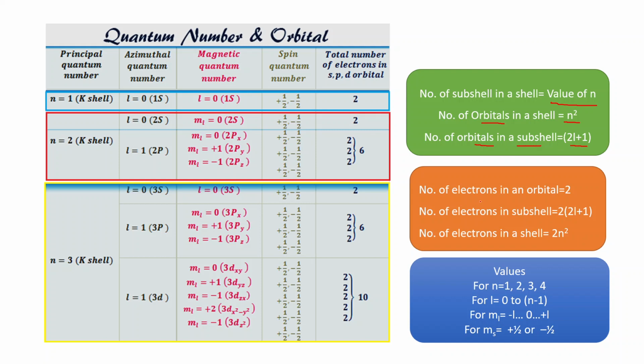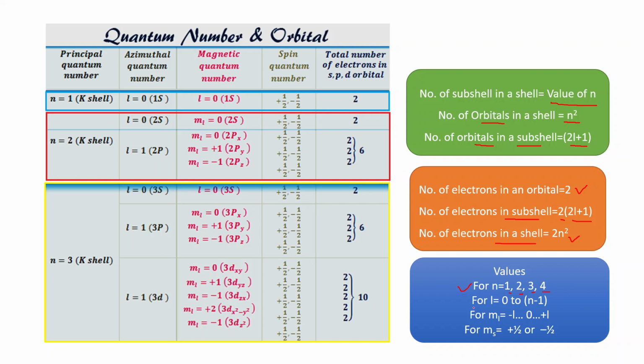Okay. The number of electrons in an orbital is 2. The number of orbitals in a subshell is given by 2l plus 1. The number of electrons in a shell is given by 2n square. Now just see the values. For the principal quantum number, this is 1, 2, 3, 4 and so on.